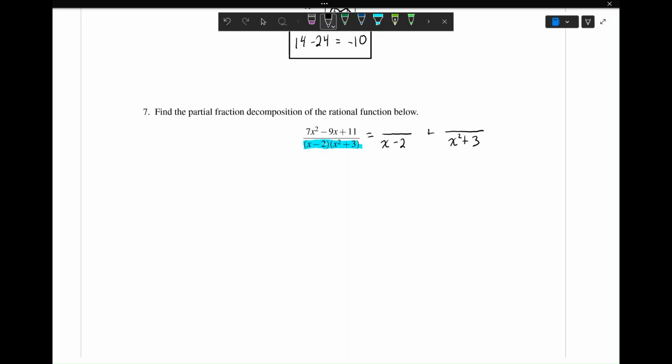So I have a linear here, so I'll have just an a above the x minus 2. Since I have an x squared in my second fraction, I need a bx plus c here, because it has to be 1 degree lower. That's the highest possible degree we could have to make these partial fractions. And then we multiply both sides by this denominator.